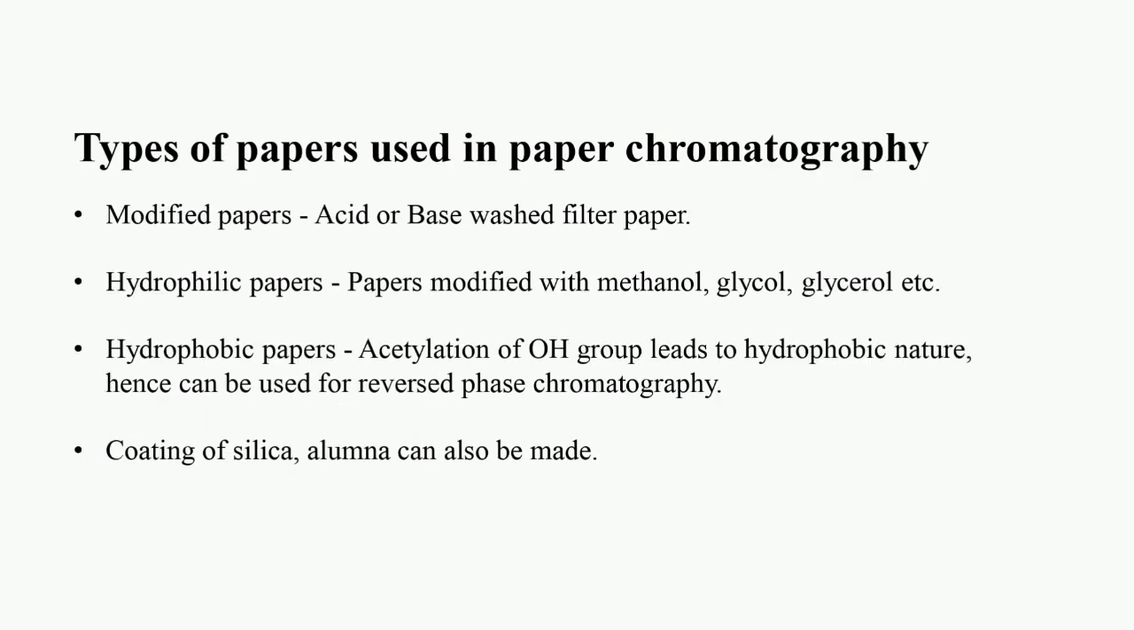Types of papers used in paper chromatography. Modified papers, acid or base washed filter paper. Hydrophilic papers, papers modified with methanol, glycol, glycerol etc. Hydrophobic papers, acetylation of OH group leads to hydrophobic nature, hence can be used for reversed phase chromatography. Coating of silica, alumina can also be made.